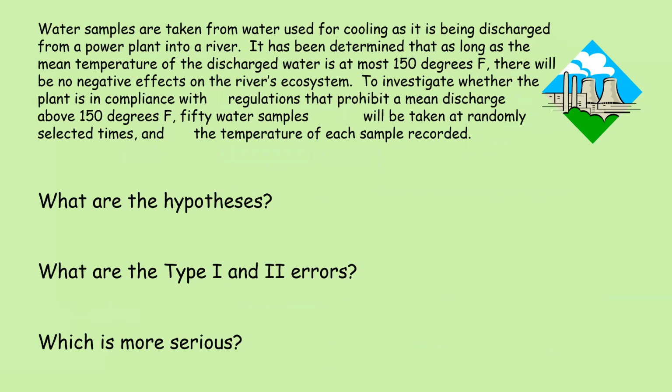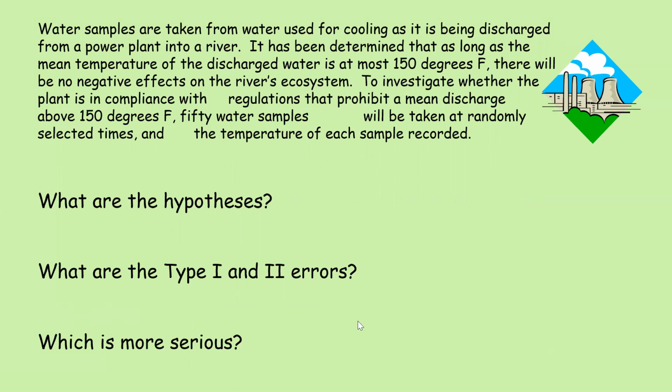So let's look at another example. We have water samples taken from water used for cooling as it is being discharged from a power plant into a river. It has been determined that as long as the mean temperature of the discharged water is at most 150, there will be no negative effects on the river's ecosystem. So to investigate whether the plant is in compliance with regulations that prohibit a mean discharge of above 150 degrees, 50 water samples are taken at randomly selected times, and the temperature of each will be recorded.